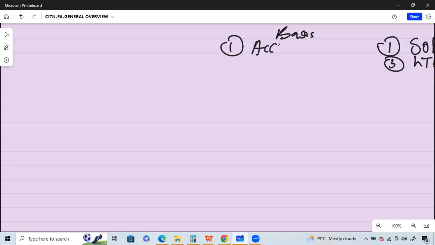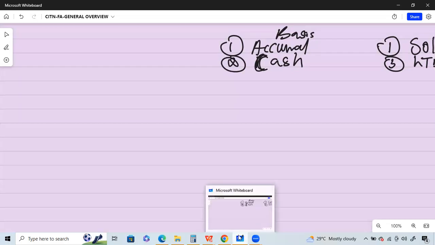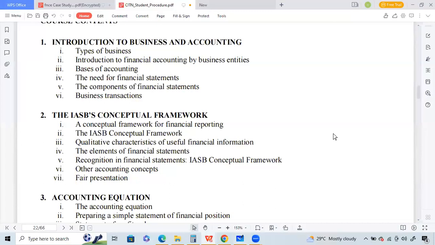We'll be looking at the accrual basis and the cash basis. And there's also another one, which we call the commitment basis. That one is in public sector accounting, it's not in financial accounting. In financial accounting, one of the two bases of accounting that we have is the accrual basis.